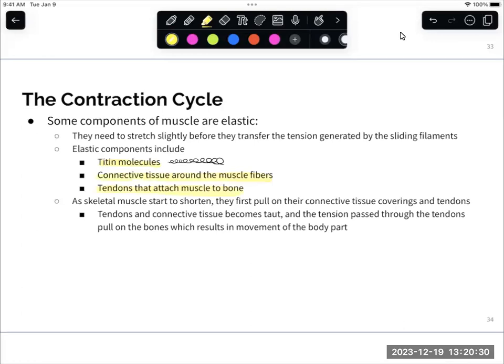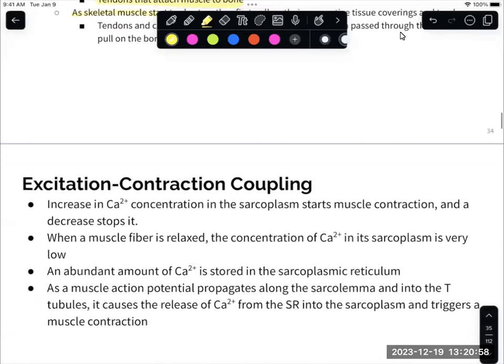So as the skeletal muscle starts to shorten, it's actually going to pull on that connective tissue covering. It also pulls on those muscles and those tendons. Those tendons become tighter, taut. And that tension that's put through all of that is actually what causes that body part to move, that pulling on that tendon pulling on that bone, and then that's causing that bone to move.